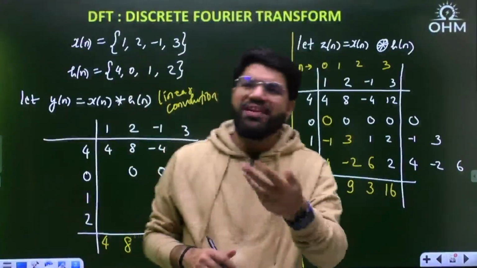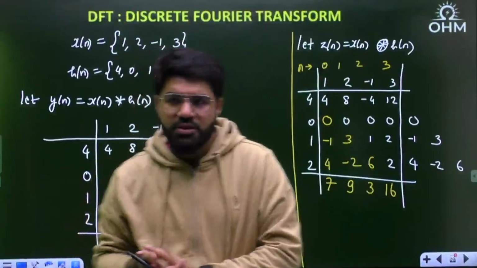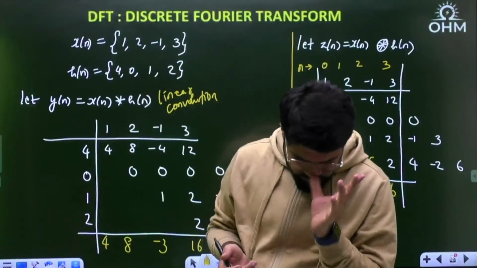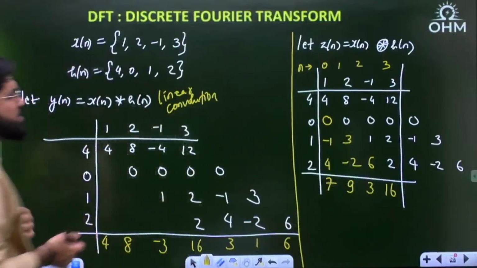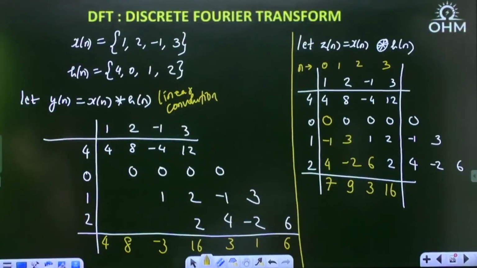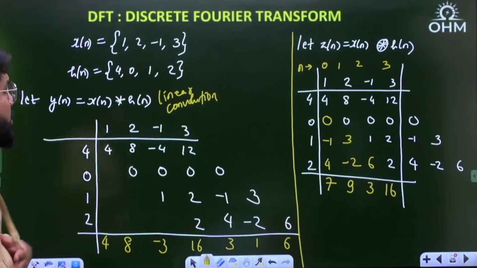If they don't have the same length, you can convert them to the same length. Shiv Prasad, okay. So this is the concept. The answer is 7, 9, 3, and 16. Check the answers once again, Ashutosh. This is the final answer coming up for Zn.